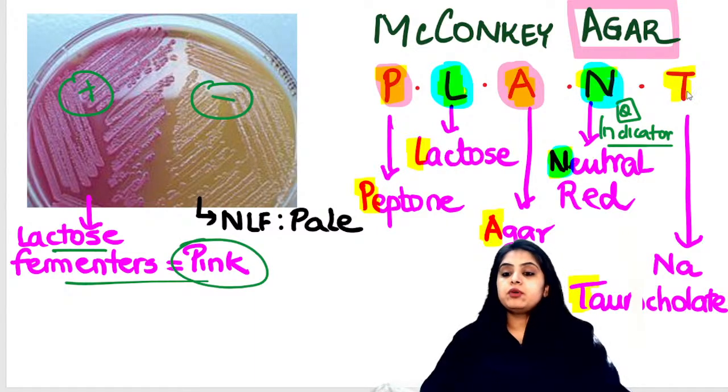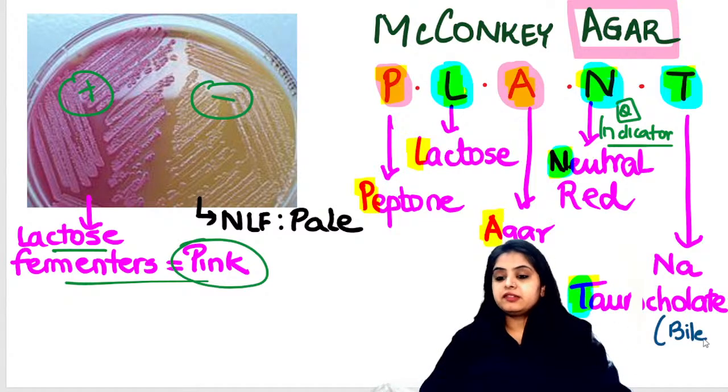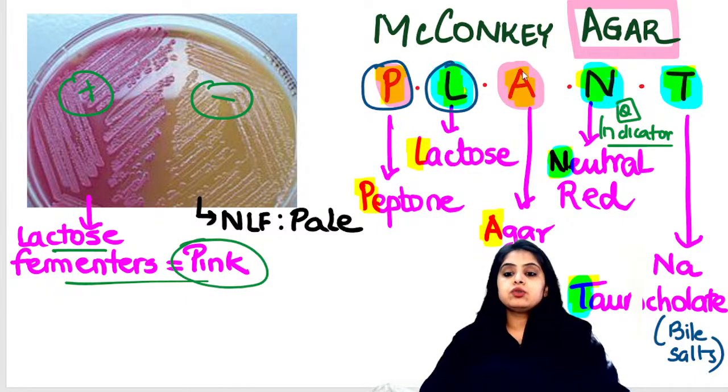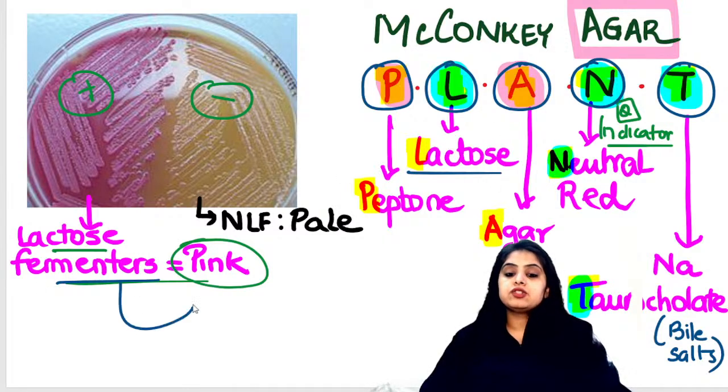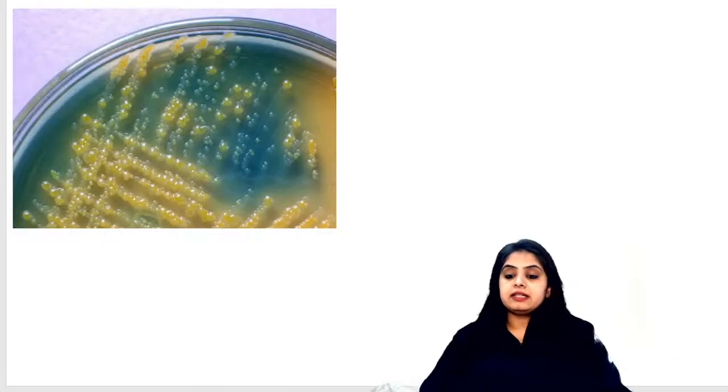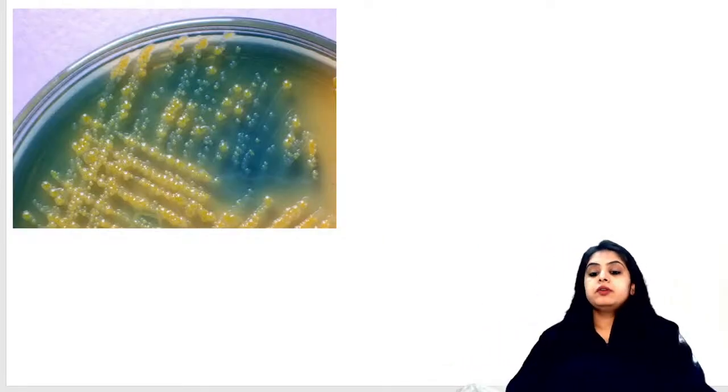And finally, T for what? T is going to be for taurocholate, like sodium taurocholate. In simple words, taurocholate and all is bile salts. So, quick revision. When I'm talking about McConkey: P for peptone, L for lactose, A for agar, N for neutral red, T for taurocholate. And why did I add lactose? For lactose fermentation. What color have I got? I've got a pink color. Another medium also comes. This is also for lactose fermentation.